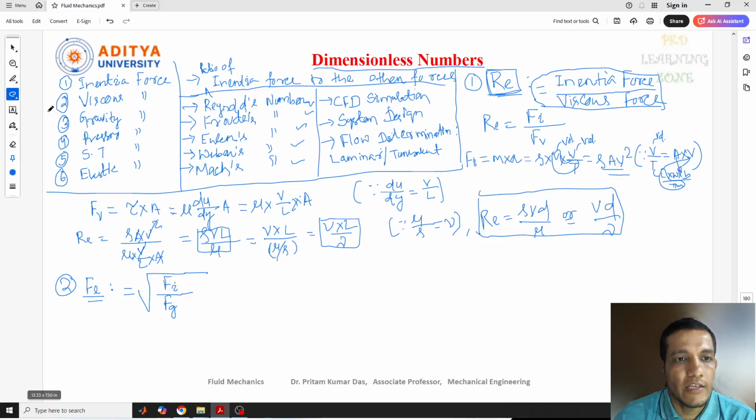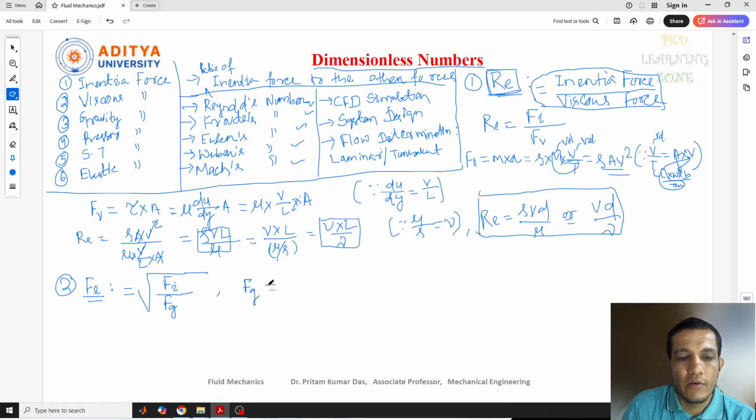Now see, inertia force we have already derived: rho A V square. Now we need to find out the gravity force, which we also discussed in our last lecture. Here I'll just derive that value so you can easily understand. Inertia force we have already calculated, so I won't write it again. I'll write the gravity force, Fg.